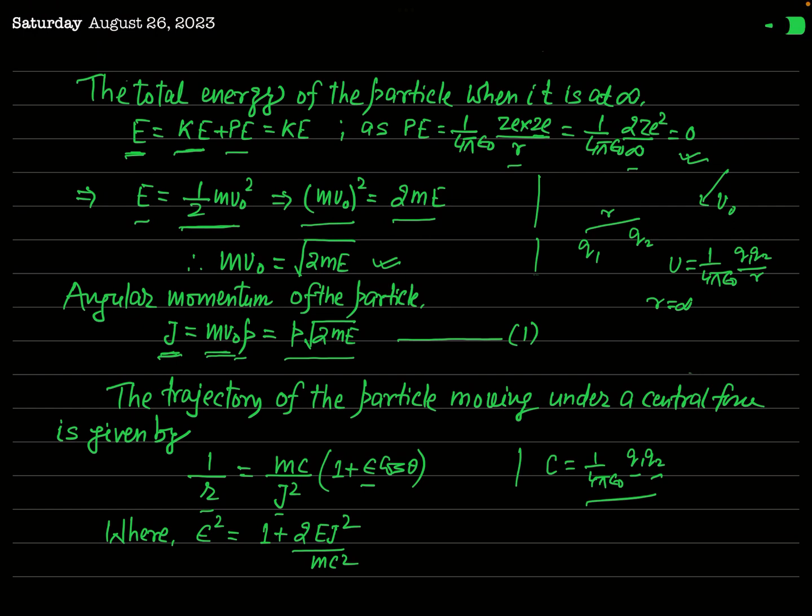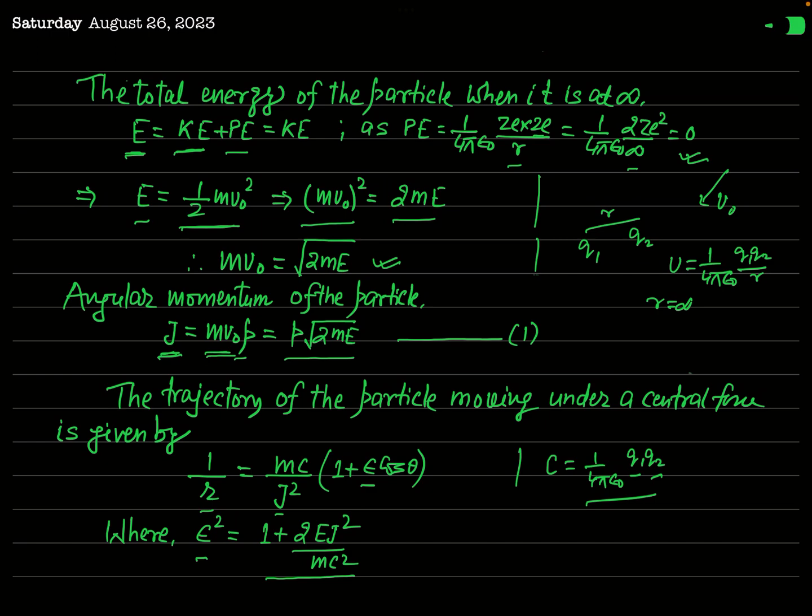And you have learned earlier that this eccentricity of the orbit is given by this relation, epsilon square equal to 1 plus 2 Ej square by mc square. I have written this relation directly here because I have already provided a video on this previously. So I have guided you. You must watch the previous video on central force field.